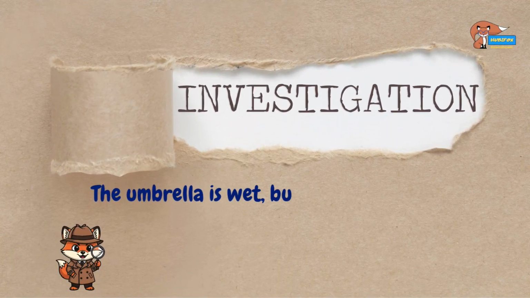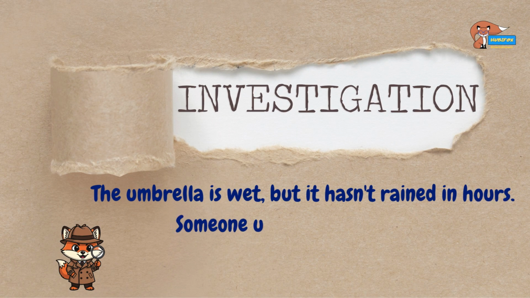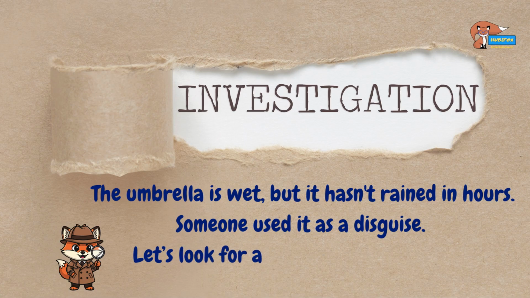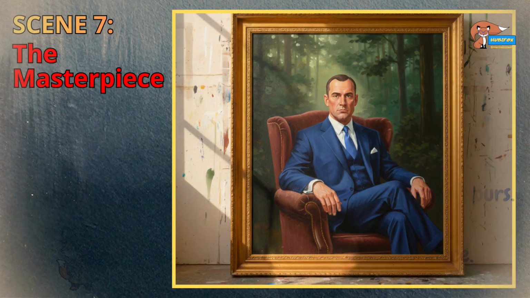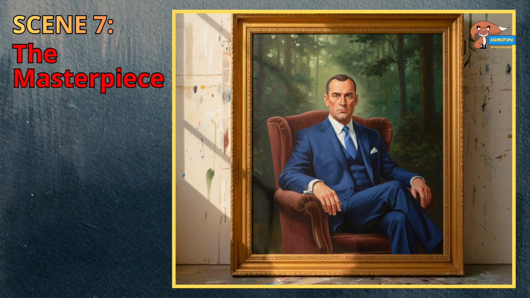The umbrella is wet, but it hasn't rained in hours. Someone used it as a disguise. Let's look for a clue in a masterpiece. Scene 7. The masterpiece.